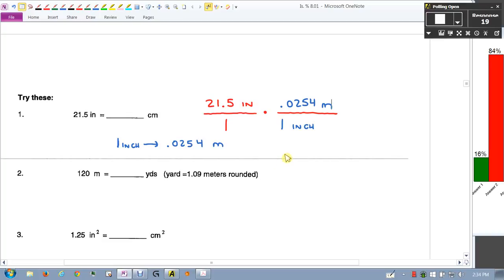You're trying to get the inches to go away and centimeters to appear. So I first set up this ratio with inches on the bottom, the meters on the top. That way the inch unit will cancel. So cancel the inches out. And now on top, you just have 21.5 times this number. So let's do that.